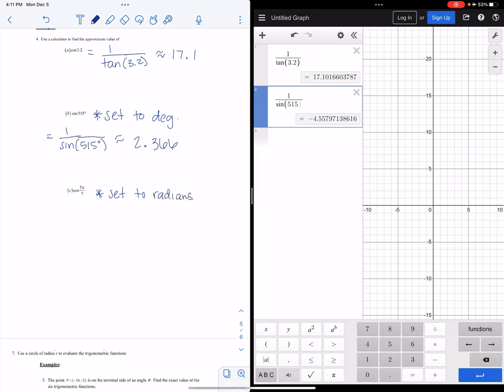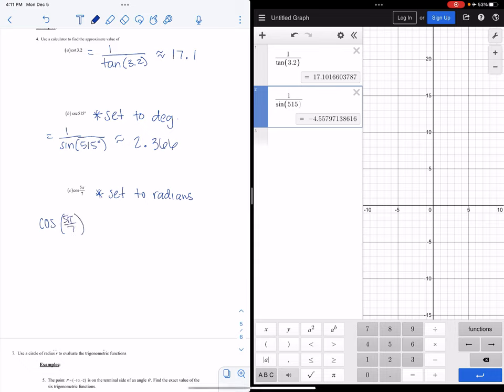And we go to the same place. Press mode, put your cursor on radians, press enter, and then clear out of there. And now that it's set to radian mode, we're just looking for cosine, so we can plug that right in. Cosine of 5 pi over 7.